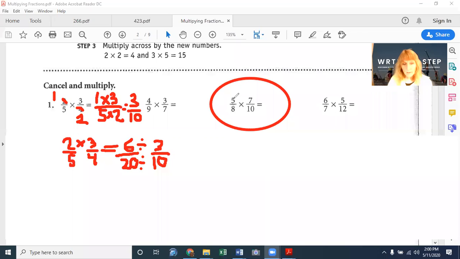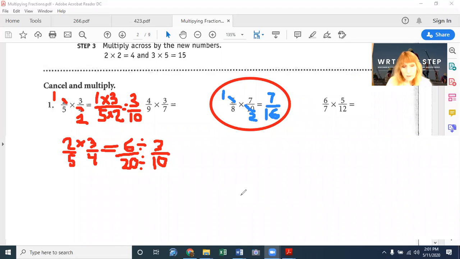Well, I can know that a 5 and a 10, those two are factors of each other. So I can divide a 5 into 10, and I can get 2. 10 divided by 5 is 2. And if I divide 5 into itself, because remember, it's got to be the same number, I get 1. And now if I multiply across the top, I get 1 times 7, or 7. And on the bottom, I get 8 times 2, or 16. And now I'm already in lowest terms.